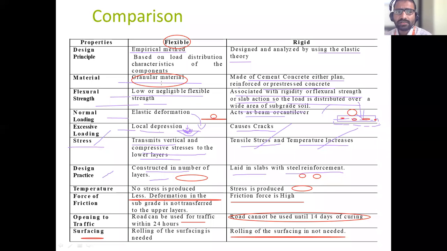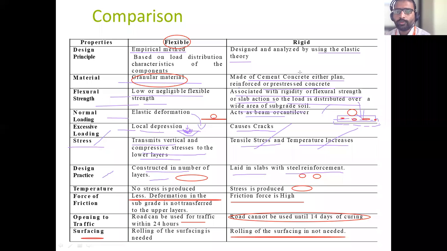So these are some of the important comparisons between the flexible pavement and rigid pavement. Is it clear, all the points? Yes, sir. Okay, now your task is to write in your notebook.